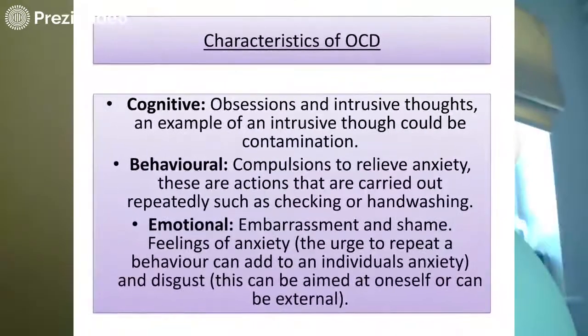So we've got cognitive characteristics. These are obsessions and intrusive thoughts. An example of an intrusive thought could be contamination. So you could be worried that you're constantly going to be contaminated by germs, or you could think that you're going to contaminate other people, something along those lines. And this would go through your mind constantly.